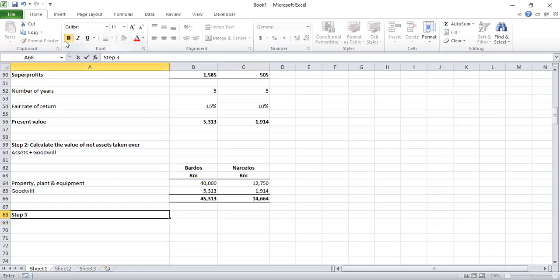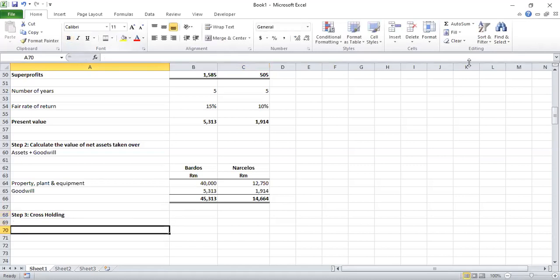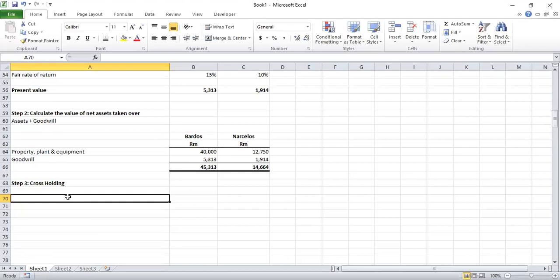So this was not going to be necessary if there was no cross holding and if the question had not said excluding. So if the question had not said excluding, even if there's cross holding, we're going to ignore what I'm going to do now. Right. A proportion of shares owned by Bados in Nacelos.